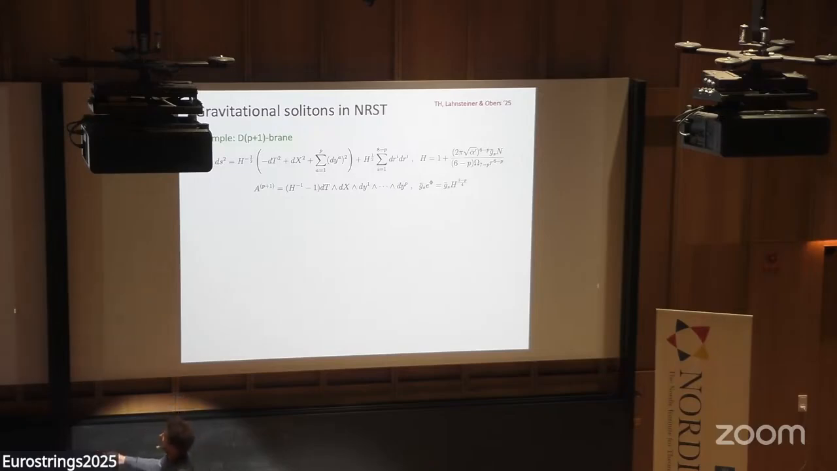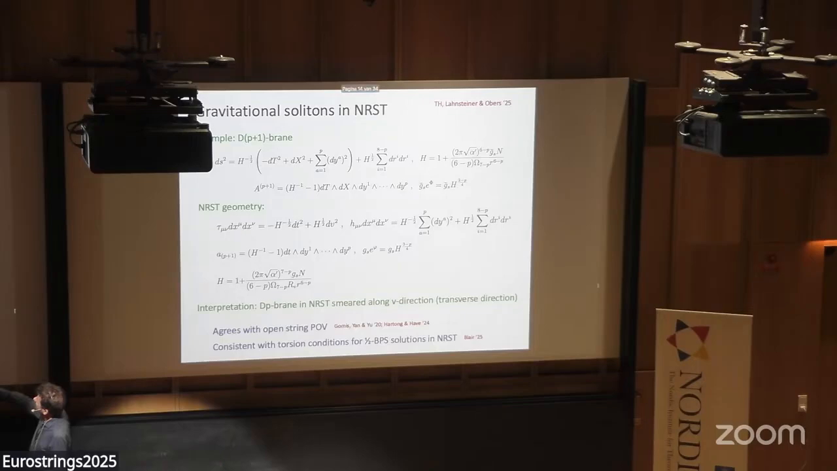So if you take a Dp+1 brane, again, the details are not super important here, but it's just to show you something. The plus 1 is for this direction big X here, because we want this 1+1 dimensional Poincaré symmetry of the D-brane. Then we do this solution generating technique, and out comes a non-relativistic string theory geometry, which looks like this.